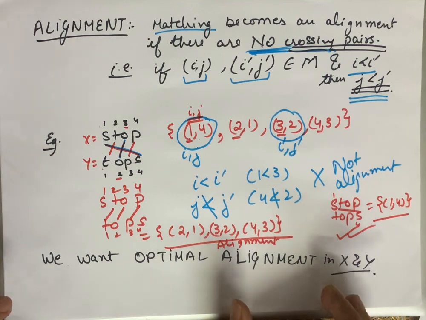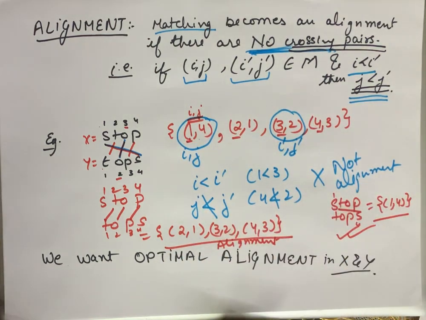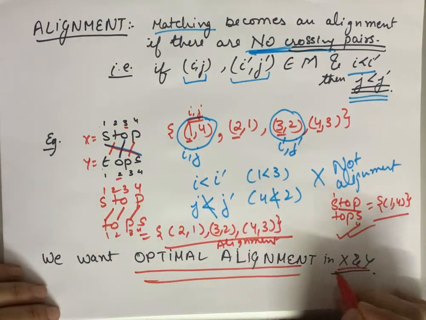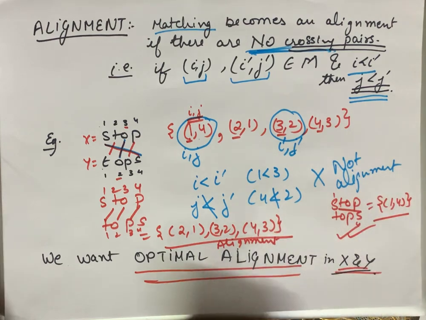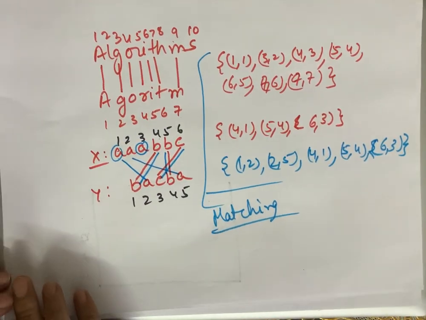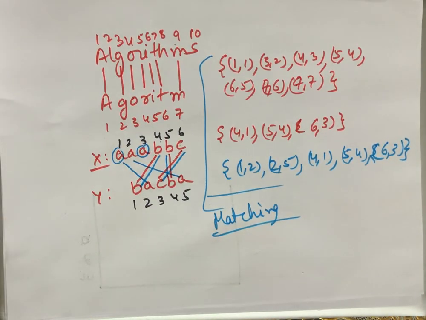As you can see, the problem of finding the alignments and the matchings is again going exponential. What we are looking for is an optimal alignment in X and Y where the cost of aligning is minimum. So I hope what alignment is is also becoming clear. Let me redo it with some more examples of what I mean by alignment.